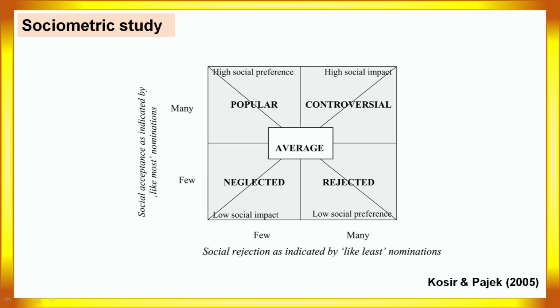He classified the group which was studied into 4 groups based on 2 dimensions. One is social rejection, represented by the least nominations, and another is social acceptance, indicated by the most nominations. He classified the individuals he studied as neglected, rejected, popular and controversial. So this type of research finding, or this type of conceptualization using the sociometric technique, has a lot of examples in the research.